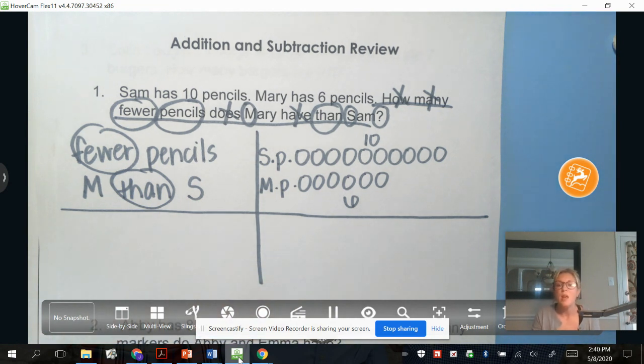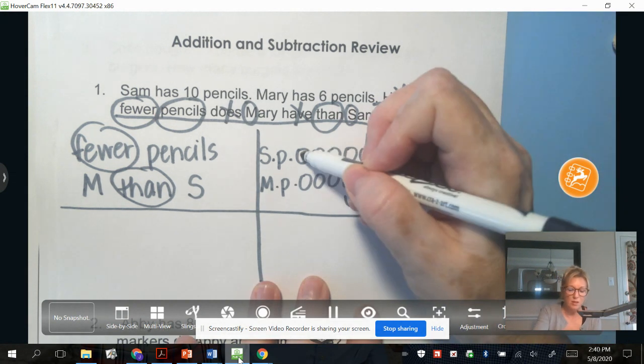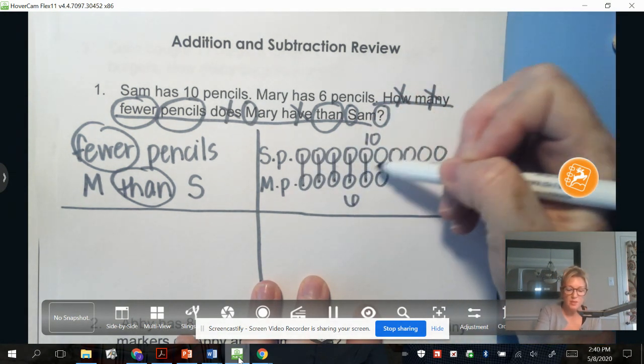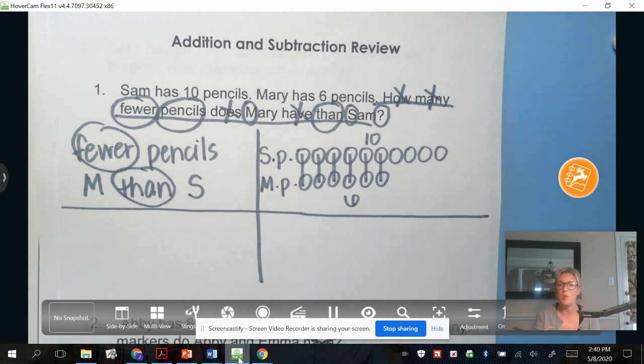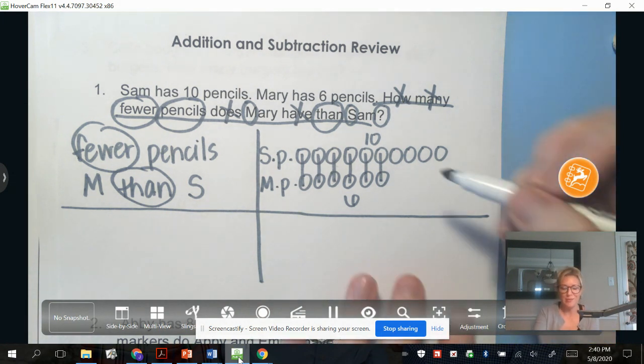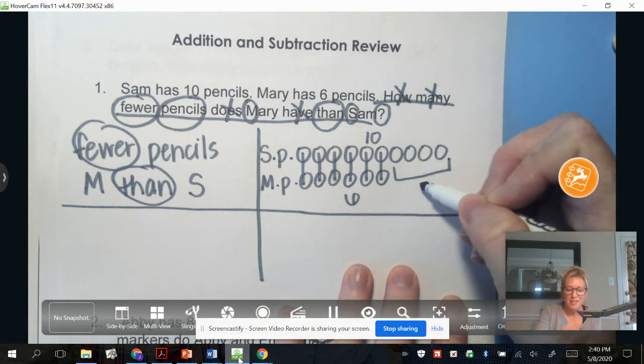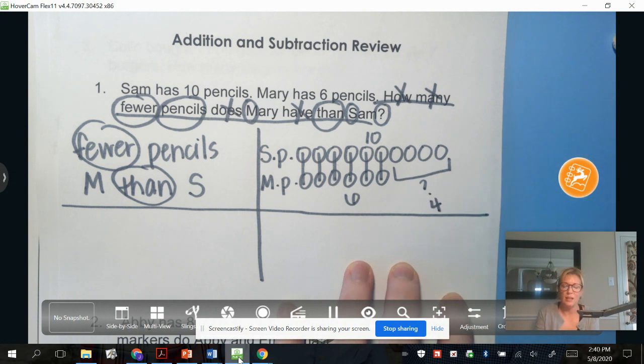Okay? And remember, when we compare, we talk about how things are alike and how they're different. How are these numbers alike? Well, we're going to give them a buddy to find out. They're alike by 6. They both have 6. How are they different? This is how they're different. Bracket and question mark, they're different by 4. Okay? How do we get to 4?